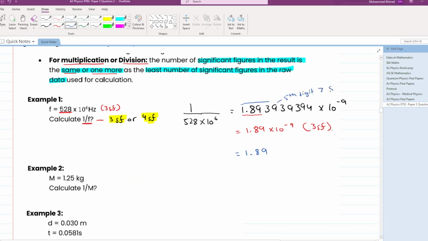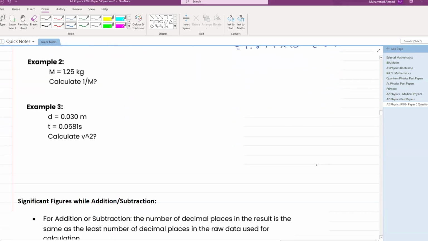It is greater than 5. If your fifth digit is greater than or equal to 5, you will add 1 to the fourth digit. So this will become 3 plus 1. This will be 4 into 10 raised to the power of minus 9. This is your answer till 4 significant figures. Either you can write your answer till 3 significant figures or 4 significant figures. It doesn't matter. Let's see example number 3.